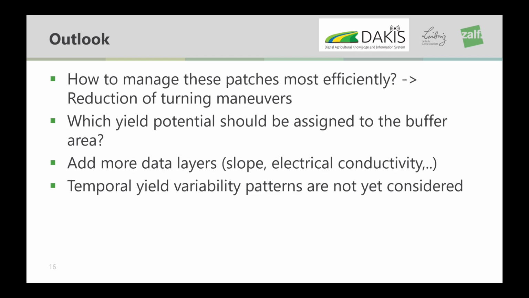We also plan to include the possibility of adding additional information and data that can improve the accuracy of the analyses, such as electrical conductivity data or digital terrain models and indexes derived from them. Furthermore, the annual variability of yields has not yet been taken into account, which we plan to do by adding another class, the inconsistent yield potential.